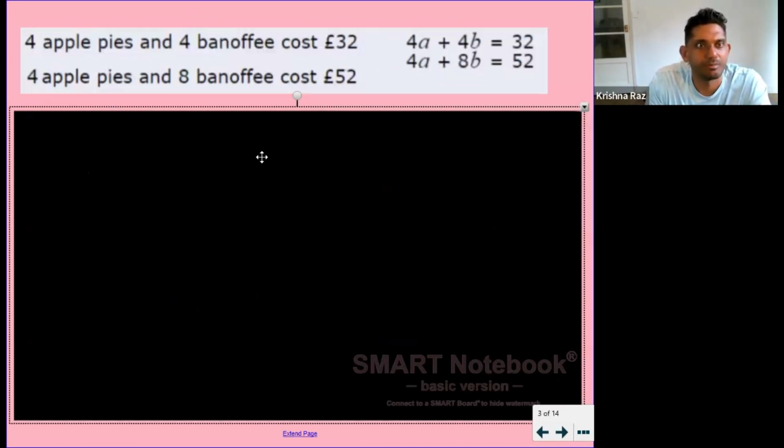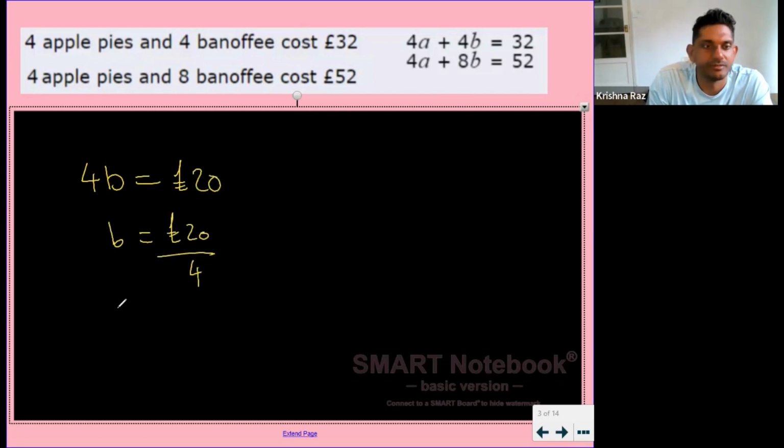So this time I've got apple pies and banoffee pies, and I'll be the gluttonous one. So I've purchased 4 more banoffee pies. So here, my 4 banoffee pies come at a cost of £20 extra. So each banoffee pie must be 20 divided by £4, which is, you got it, £5.